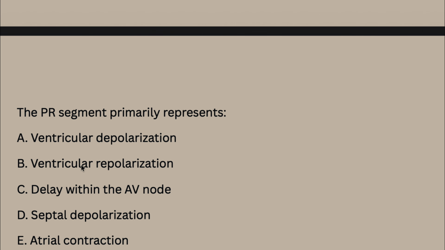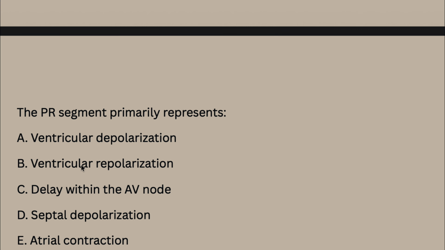Now let's look at question 4. And here are the options for question 4. The PR segment primarily represents, and these are the options. You can try and pause the video and guess it now. Now let's solve it. The PR segment is the flat line immediately after the P wave. What is happening during this time? The electrical impulse has reached the AV node.